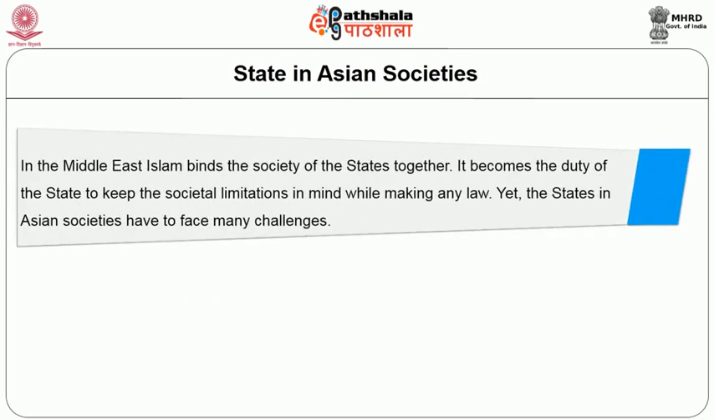In the Middle East, Islam binds the society of the states together. It becomes the duty of the state to keep the societal limitations in mind while making any law. Yet, the states in Asian societies have to face many challenges.